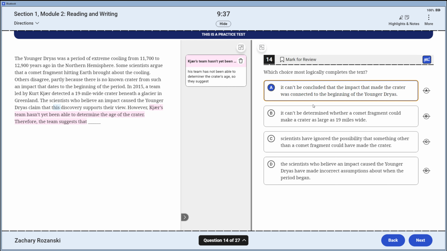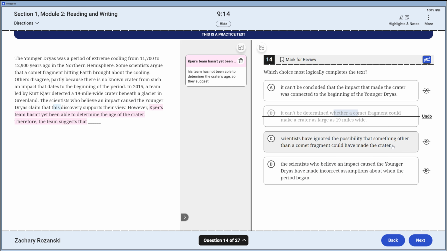I like the way that this sounds. It can't be determined whether a comet fragment could make a crater. No, B's going to fall. If it said, claim that this discovery supports the view. However, his team has not been able to determine if a crater could do this, right? If they thought the crater could be a certain age, yeah, this would be a different fight. They have to agree that a comet could, or else this final sentence would be something different, logically.